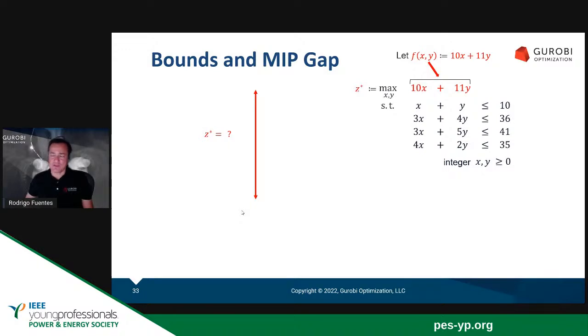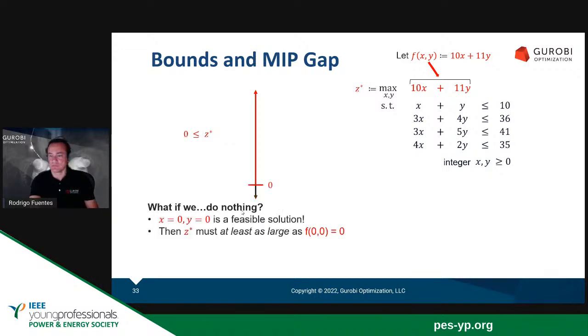It is feasible because if you take x equal y equal to 0 and you plug that in any of the constraints, it will satisfy that. 0 is less than 10, 36, 41, and 35, and 0 is integer. However, if you plug x equal to 0 and y equal to 0 into the objective, the value is 0, right? We have not manufactured any chairs, any stools. We don't make any profit. It is feasible, but it's not really the best we can do. We can do a lot better than this.